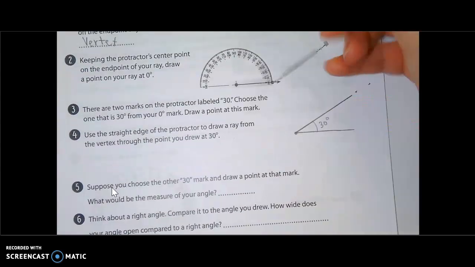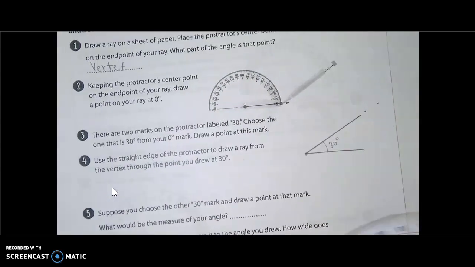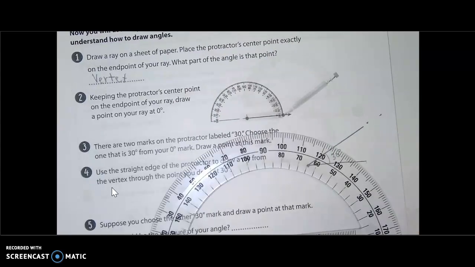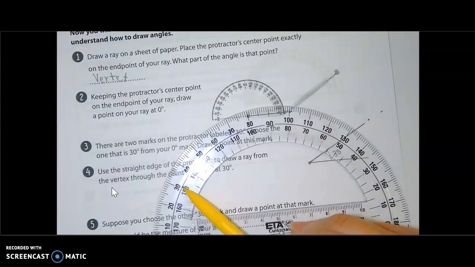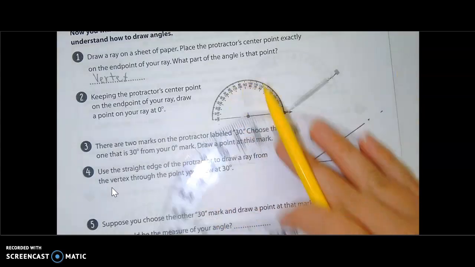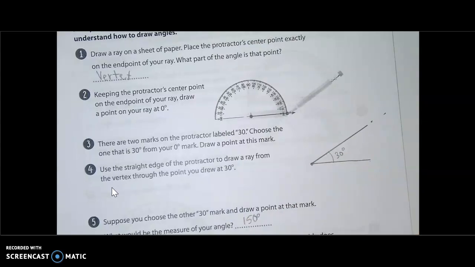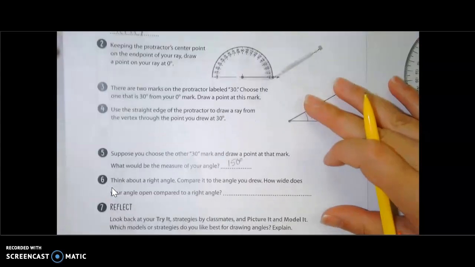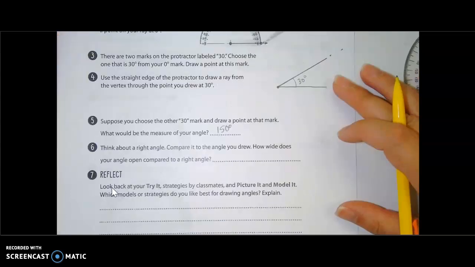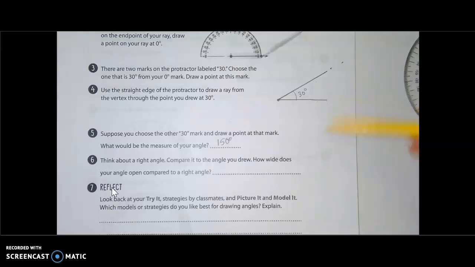From there, so these 1 through 4, those are your steps. That's how we draw an angle. So suppose you choose the other 30 mark and draw a point at that mark. What would your measured angle be? So here's this 30 mark. But if I would have chosen this 30 mark over here, I would have actually had a 150-degree angle, which is obtuse, but we know a 30-degree angle is an acute angle. So whether it's an acute or an obtuse angle can help us.